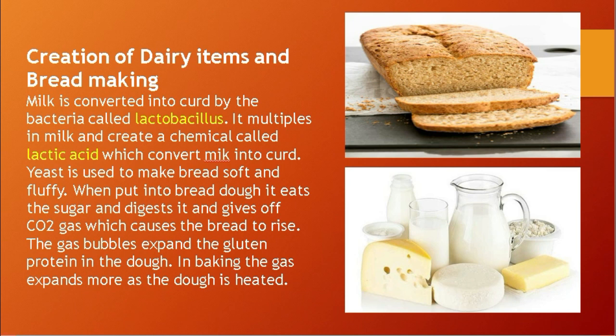Students, do you know that there is a kind of protein called gluten present in the flour that is used to make bread? The CO2 gas bubbles expand the gluten protein in the dough. In the baking process, the gas expands more as the dough is heated. So that's how these dairy items and bread are processed.